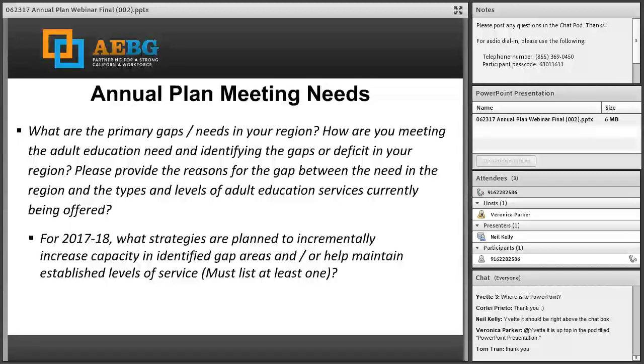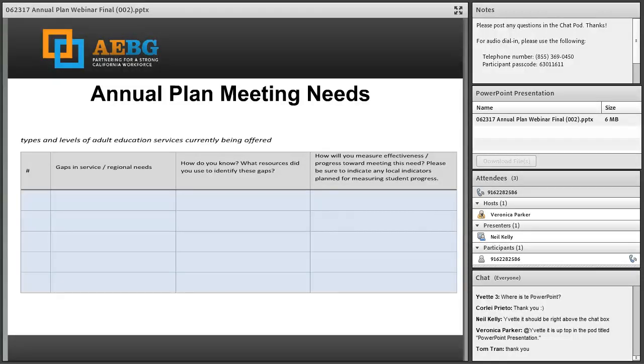So the 2 questions here are, what are the primary gaps? How are you meeting the adult ed needs, identifying the gaps? Please provide the reason for the gaps and the services currently offered. We ask a follow-up question: what are the 17-18 strategies to incrementally increase capacity to identify gap areas or help maintain? You must list one. I think we have strategies. These are real big picture strategies. Let's take a look at that screenshot.